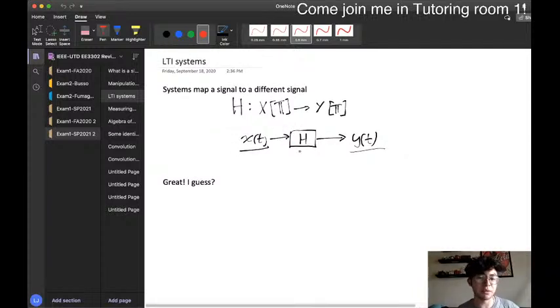So if we have some system H that maps a signal to another signal, we'll typically denote the input a lot of times as X and the output as Y, or at least that's the convention here in the course. So we have a system right now, and it maps a signal to another signal. But we don't know too much about this system right now, because right now this is just some other function. It gives us a signal. So this is typically what we call a black box.